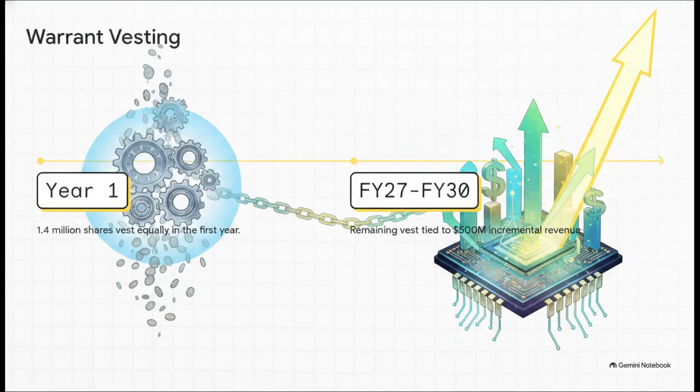You really have to look at the equity warrant vesting schedule here to see the strategic depth. In year one, nearly 1.4 million shares vest equally. But then, from fiscal 2027 through to 2030, the remaining shares are tied to strictly defined performance milestones. They vest for every $500 million in incremental revenue achieved. It's a structure that deeply bonds both companies together for mutual growth.